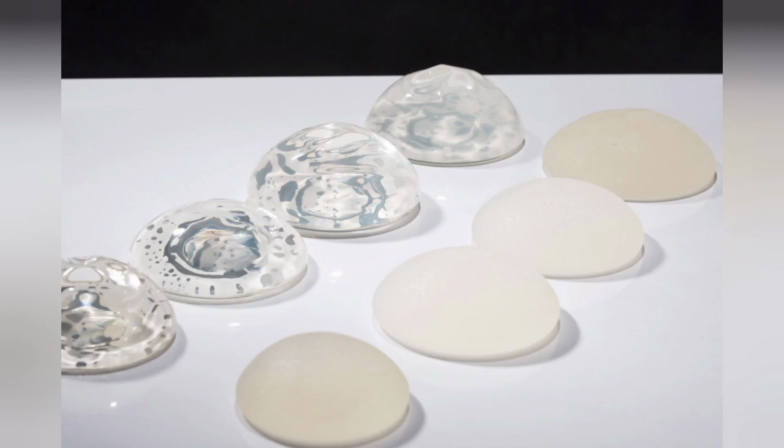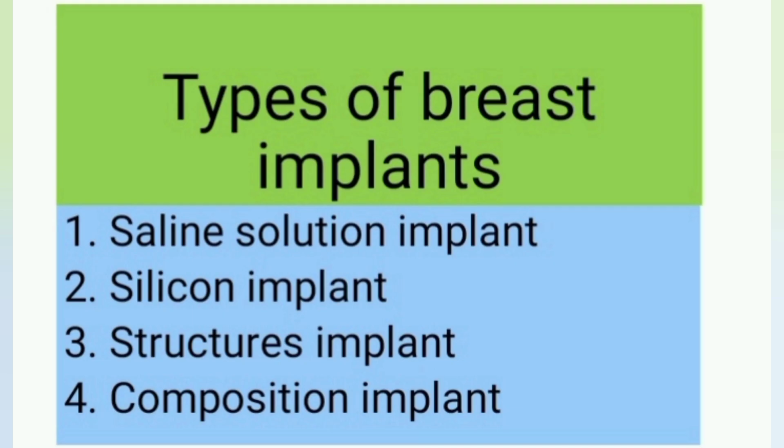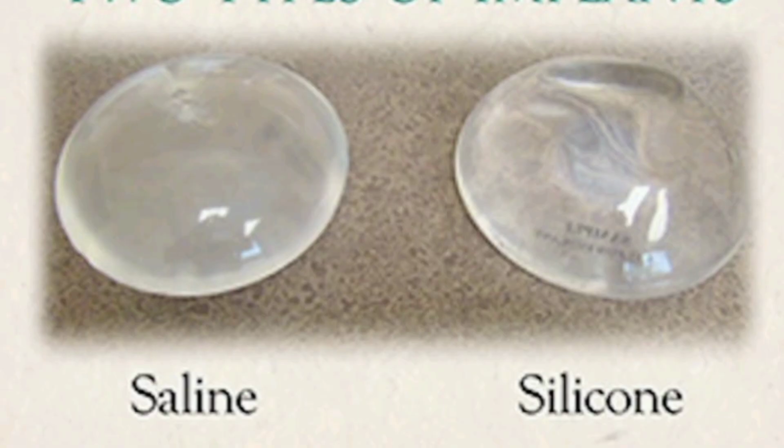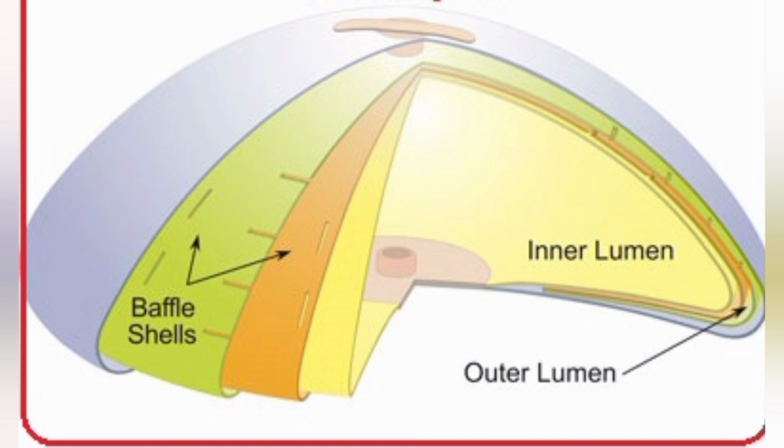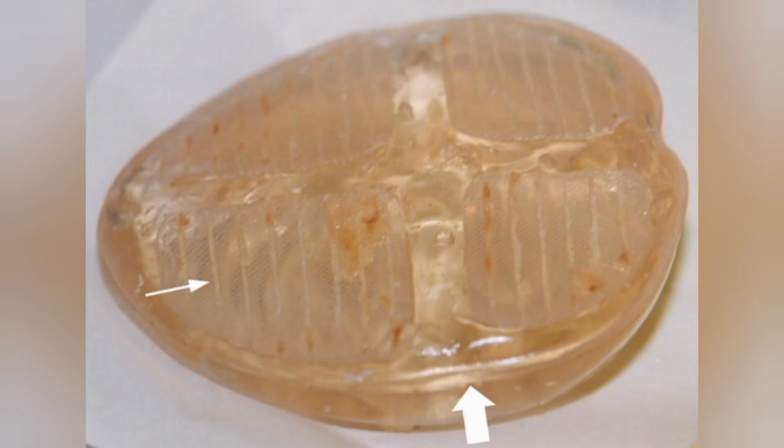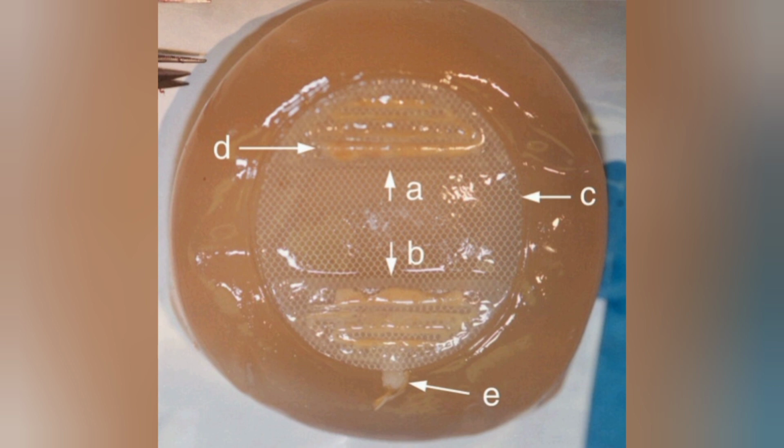There are different types of breast implants defined by their filler materials: saline solution, silicone gel, structured and composite filler. The saline implant has an elastomer silicone shell filled with sterile saline solution during surgery. The silicone implant has an elastomer silicone shell pre-filled with viscous silicone gel. Then structured implants use a nested elastomer silicone shell and two saline-filled lumens. And then alternative composition implants feature miscellaneous fillers such as soya oil or polypropylene string.